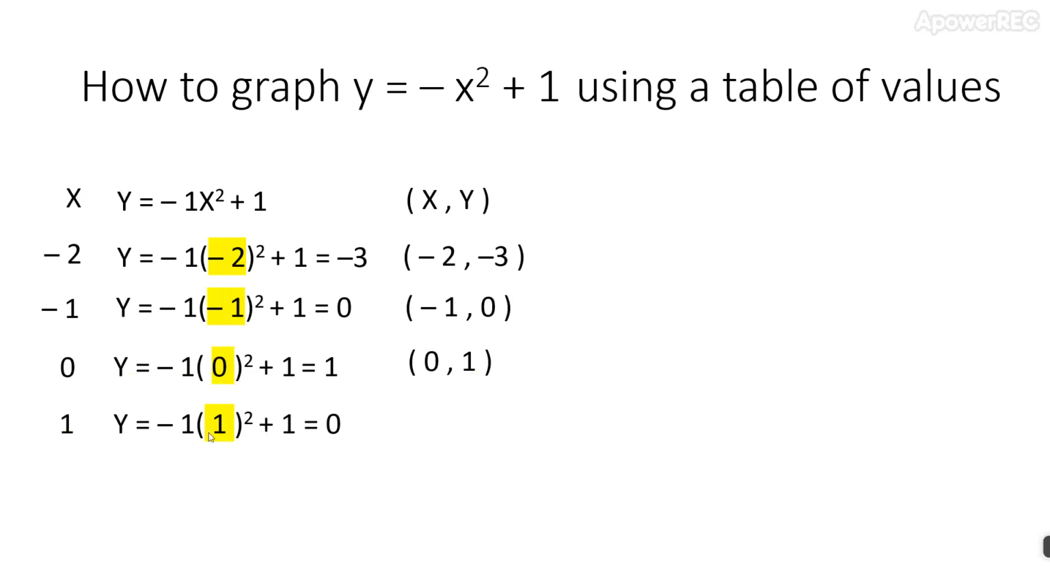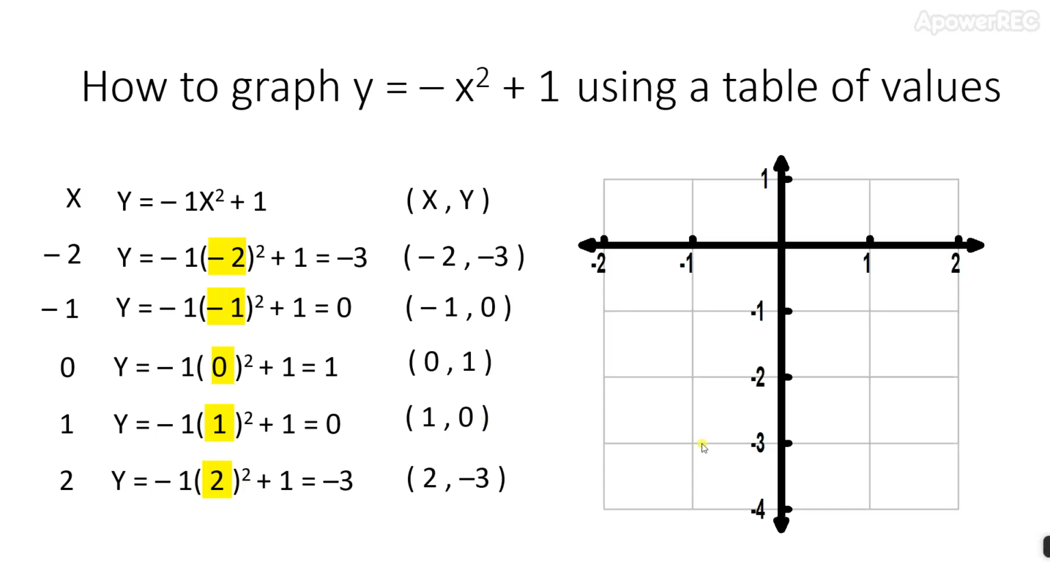Likewise, with x equals 1, we insert that into the equation. We have y equals negative 1 times the quantity of 1 squared plus 1, and you should be able to get the answer of y equals 0, and hence the point is 1 comma 0. And lastly, if x is 2, we have y equals negative 1 times the quantity of 2 squared plus 1, and with our calculator or with the rules of BEDMAS, we should get y equals negative 3, and the output therefore is 2 comma negative 3.